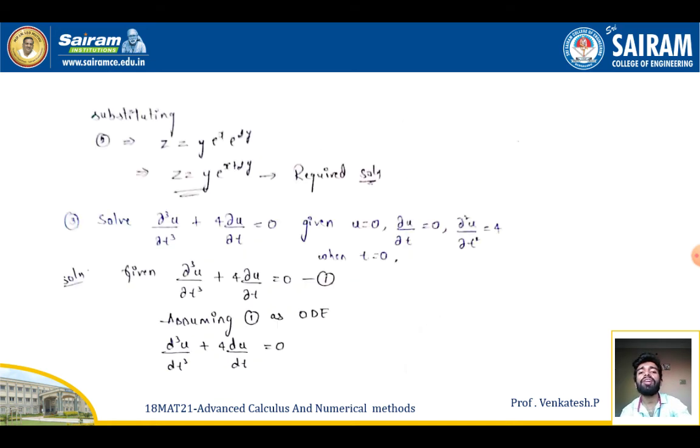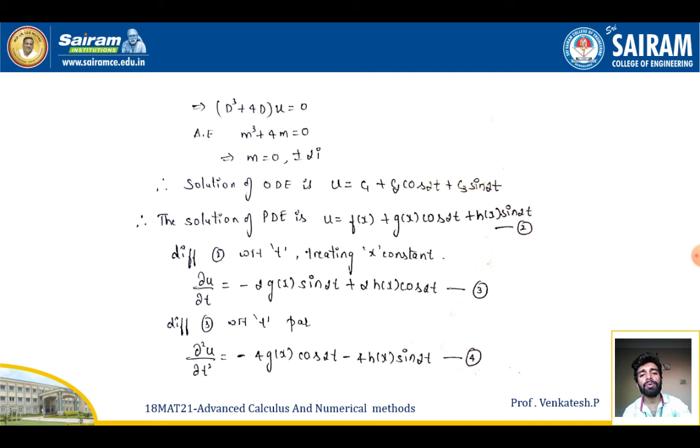So the given initial conditions are u is equal to 0, dou u by dou t is equal to 0, dou square u by dou t square is equal to 4 when t is equal to 0. So first I am going to replace u is equal to 0, t is equal to 0 in this equation. So if I replace that condition, I will get f of x plus g of x is equal to 0. Again, if I replace dou u by dou t is equal to 0, t is equal to 0, I will get h of x is equal to 0.